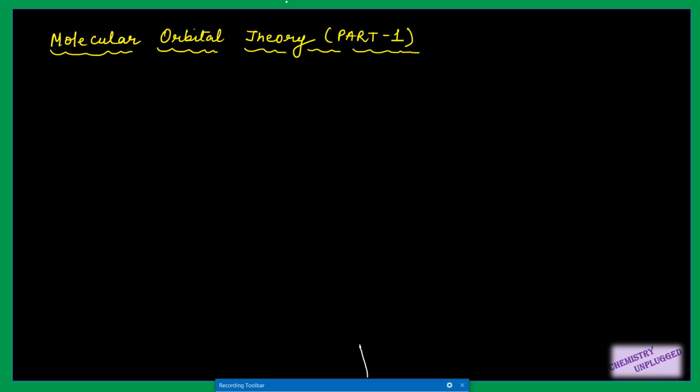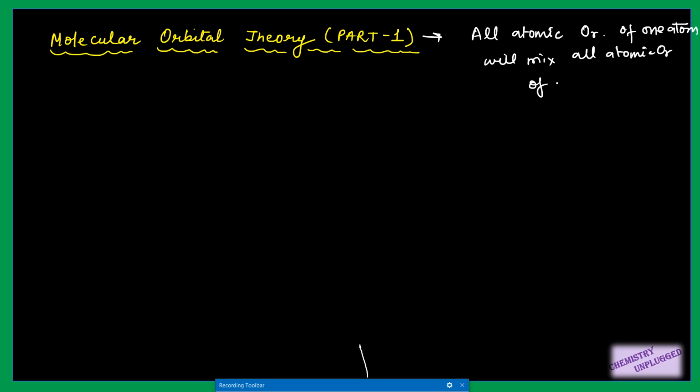We have studied that part in many books and a number of times, but now I will tell you only the important points about it. So the first thing which is very important about molecular orbital theory is that all the atomic orbitals of one atom will mix with, or you can say overlap with, all the atomic orbitals of the other atom.